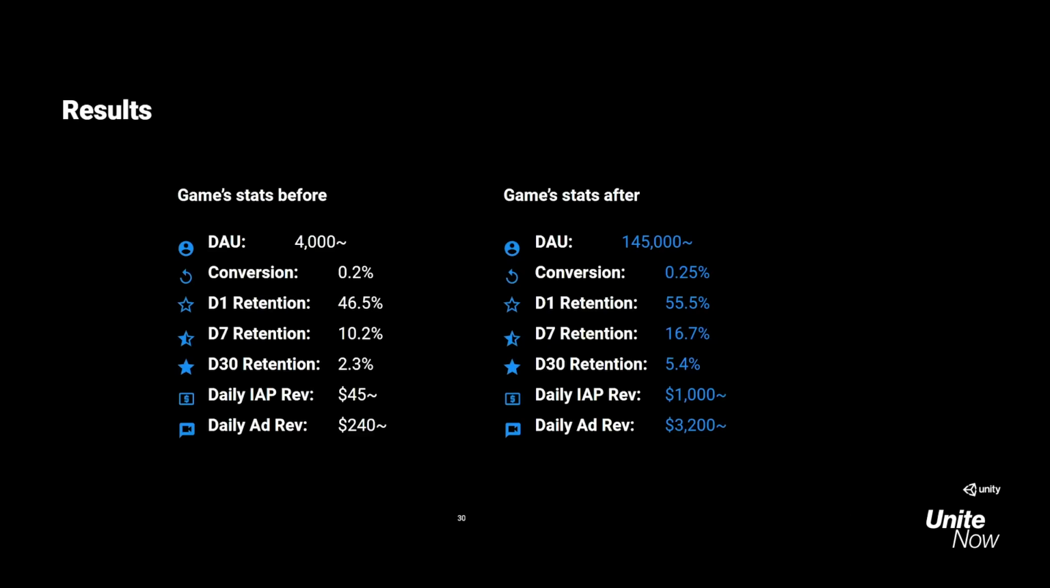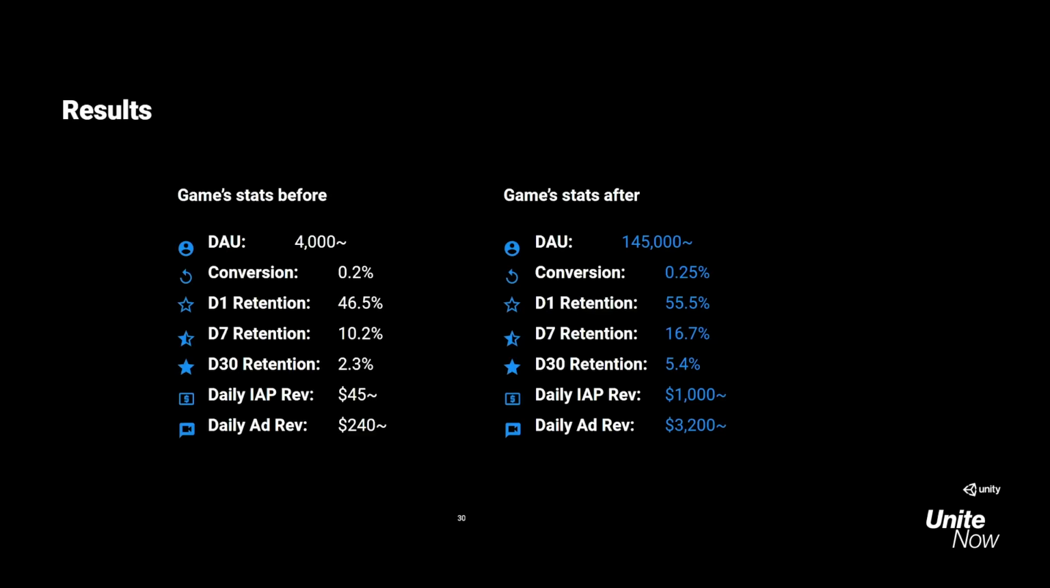And finally, day 30 retention went from 2.3% to 5.4%. This is over double the day 30 retention, which meant that the new suggestions and mechanics we worked on with them, both around our engagement mechanics and our ad revenue mechanics, made it so that users actually would retain for longer periods of time, all the way until day 30, which is kind of the gold standard in terms of long-term users. And finally, the daily in-app purchase revenue went from $45 to $1,000, which was actually a massive percentage-wise increase. And their daily ad revenue went from $240 to $3,200.